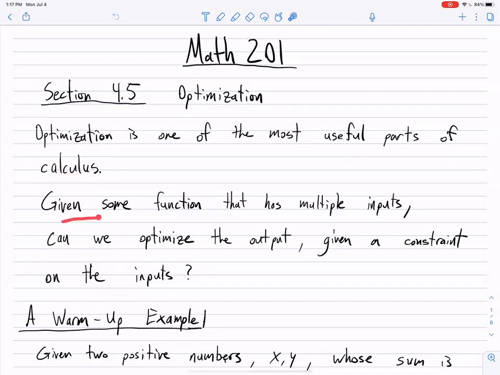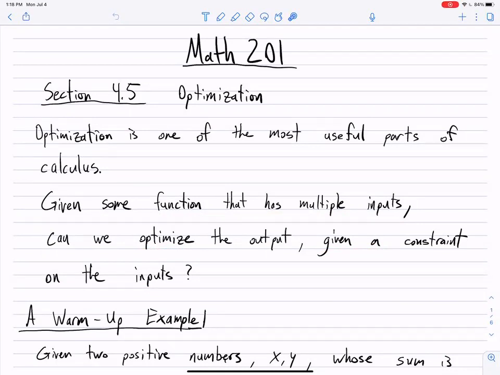And the idea is this: if you're given some function that has multiple inputs, can we optimize the output given a constraint on the input? To optimize something means to find the max and min of it. And a constraint is a way for us to turn a function that has multiple inputs into one that only depends on one. In general, you can't optimize for two variables. We generally have to pick one variable that we can optimize for.